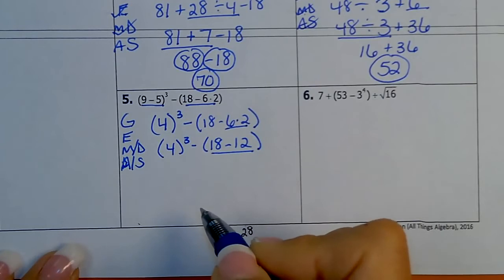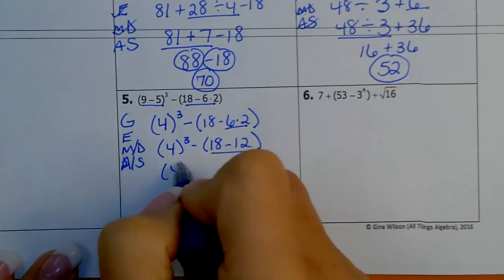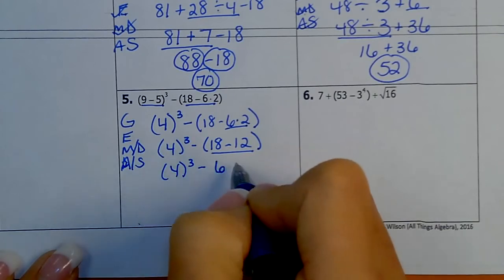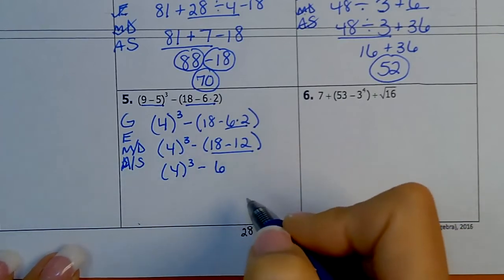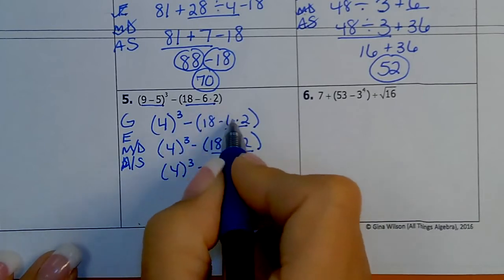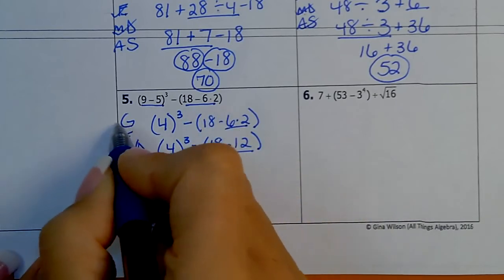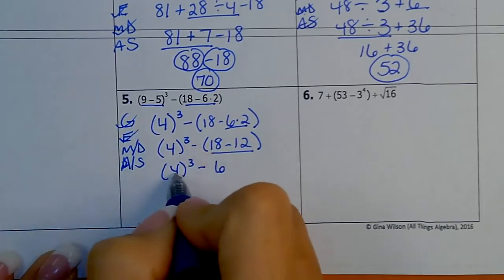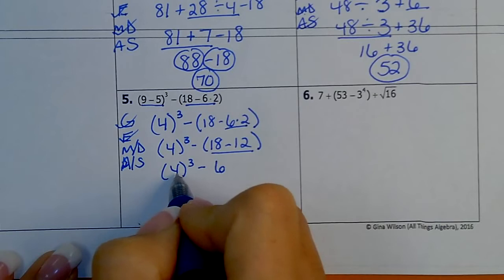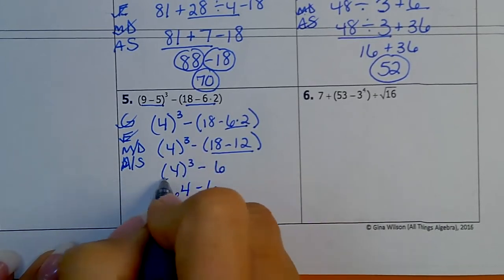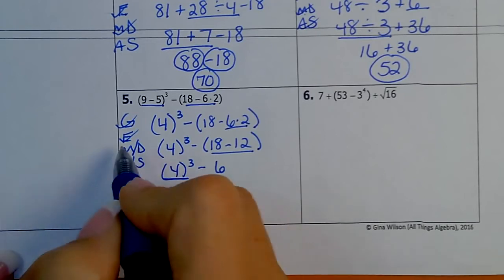Now I can do 18 minus 12, which is 6. All right. Now we have taken care of this grouping. And I'm on exponent. So I have 4 to the 3rd power, which is 64. That's what I've taken care of.